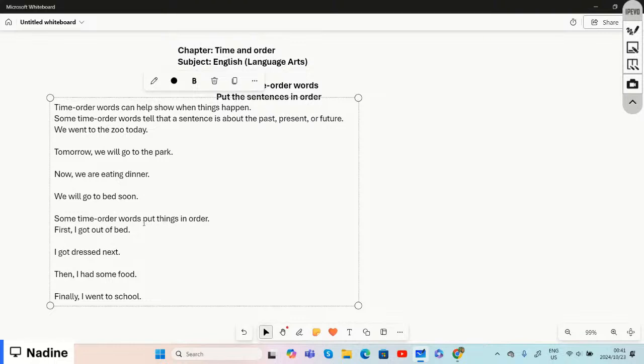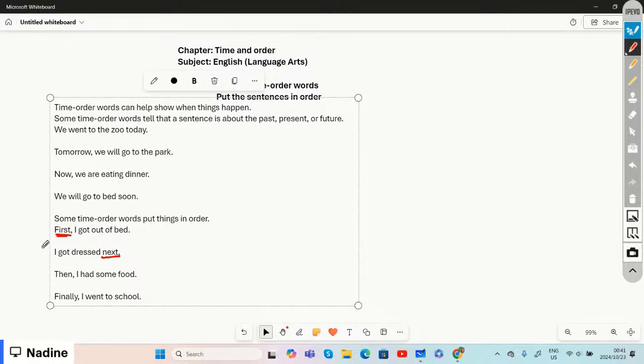If we look at this sentence over here, time order words put things in order. Even if it puts things in order of how it happens, for example, first I got out of bed. There we have our word first. It's telling us in order the things that we did. I got dressed next. So there's our word next. What did you do next? I got dressed. Then I had some food. So then I had some food. Finally or lastly, I went to school.